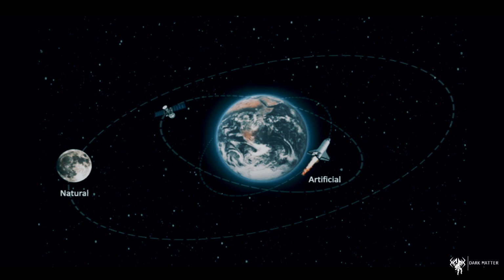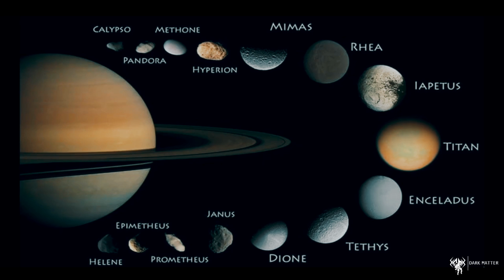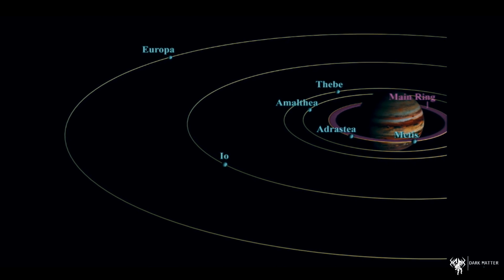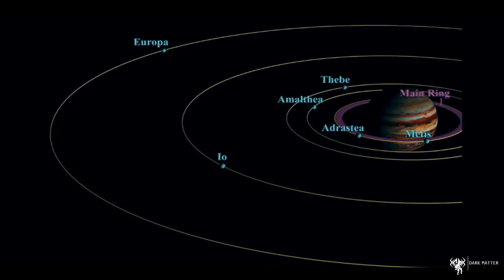So satellites are of two types: the Moon is an example of a natural satellite, and GPS is an example of an artificial satellite. It's not necessary for all planets to have a satellite, but a few planets have more than one satellite, like Saturn and Jupiter. They have more than one satellite.